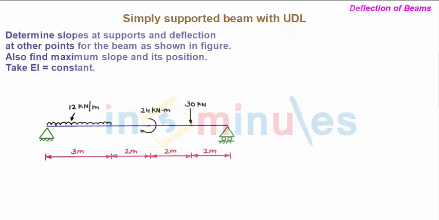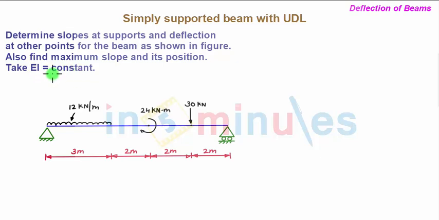We take a problem on deflection of beams, and in this we take a problem on a simply supported beam with UDL. The problem statement is: determine slopes at supports and deflection at other points for the beam as shown in the figure. So this is the loading diagram of the beam which is given. Also find the maximum slope and its position. Take EI, which is flexural rigidity, as constant.